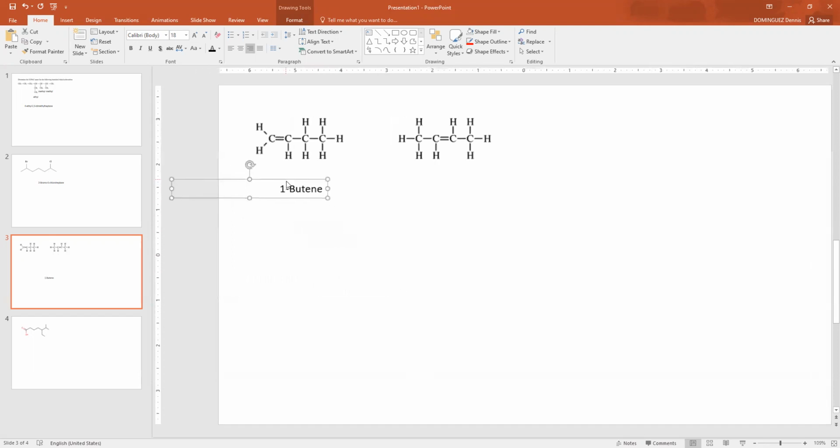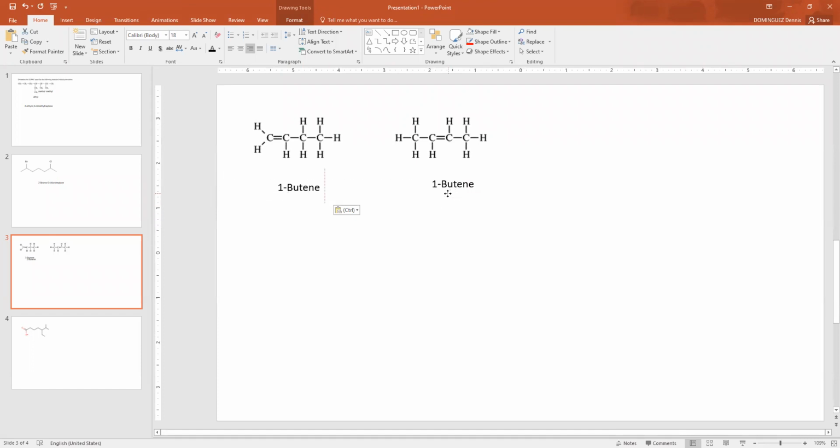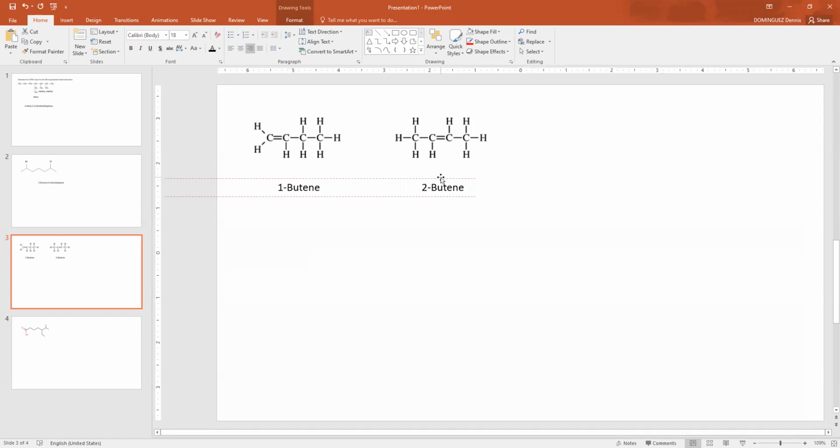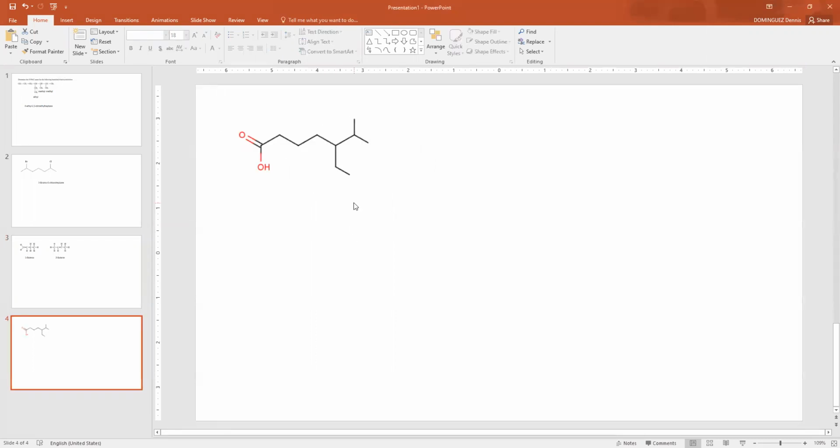For this one, same thing, but the position has changed. Here the double bond appears on the second carbon. So this would be 2-butene. But if you change the direction of the double bond, it's the same thing as 2-butene. So you will count the attachment on the lowest carbon atom. So that's it. And lastly, this one.